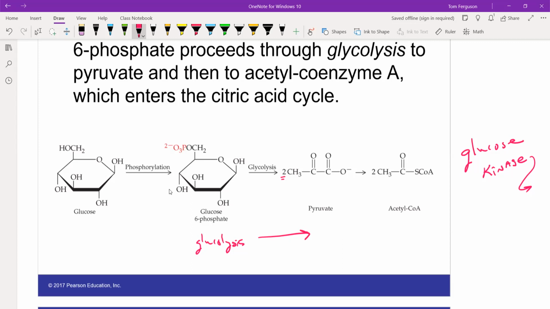Now pyruvates then go on to the thiol. This is called acetyl. This is the acetyl part. CoA. That's an oxidation reduction reaction. In fact, it's called pyruvate dehydrogenase. Easy for me to say.